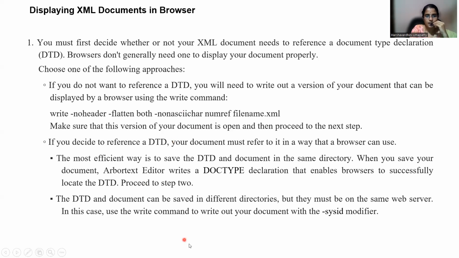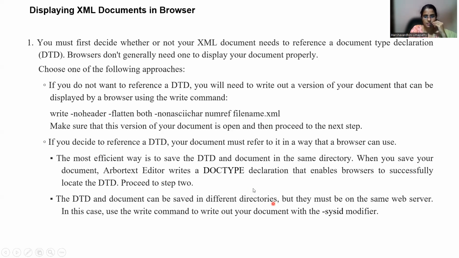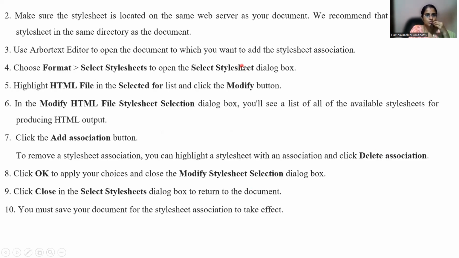Okay. Then the DTD, that is your document type declaration definition, and the document can be saved in two different directories, but they must be on the same web server. In this case, you can write the command like system ID modifier. Then you have to make sure that the style sheet is located on the same web server as your document. We recommend you use the style sheet in the same directory as the document.